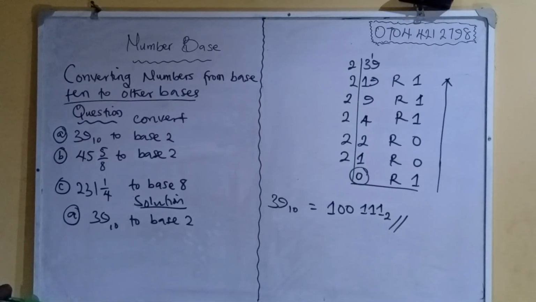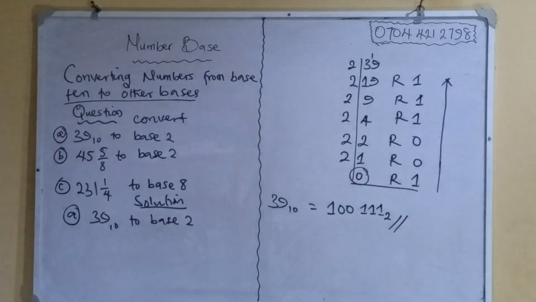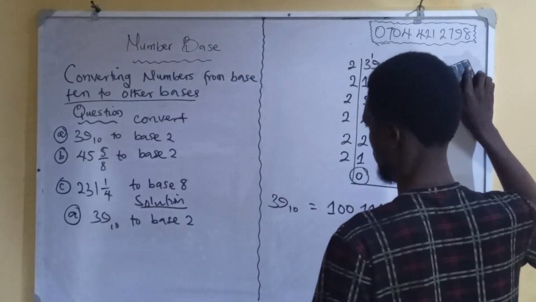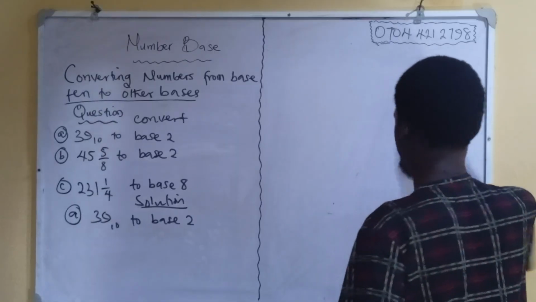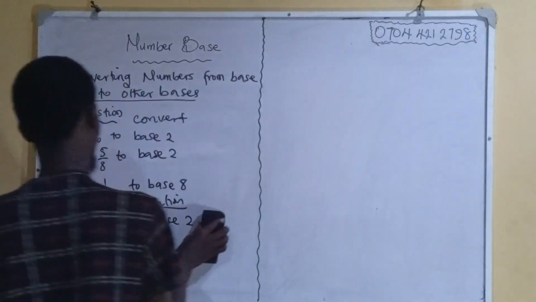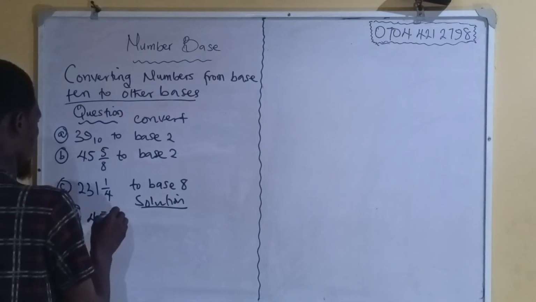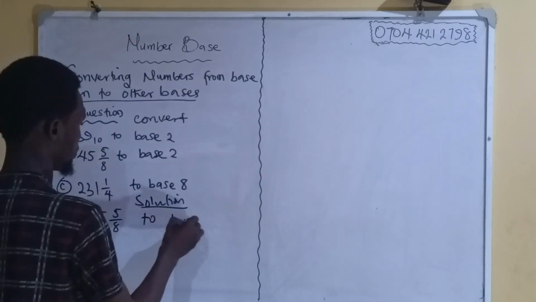So let's see how we can handle the second question. We are asked to convert 45 whole number 5 over 8 to a number in base 2. All right. So we are given this number, 45 and 5 over 8, in base 10 to be converted to base 2.